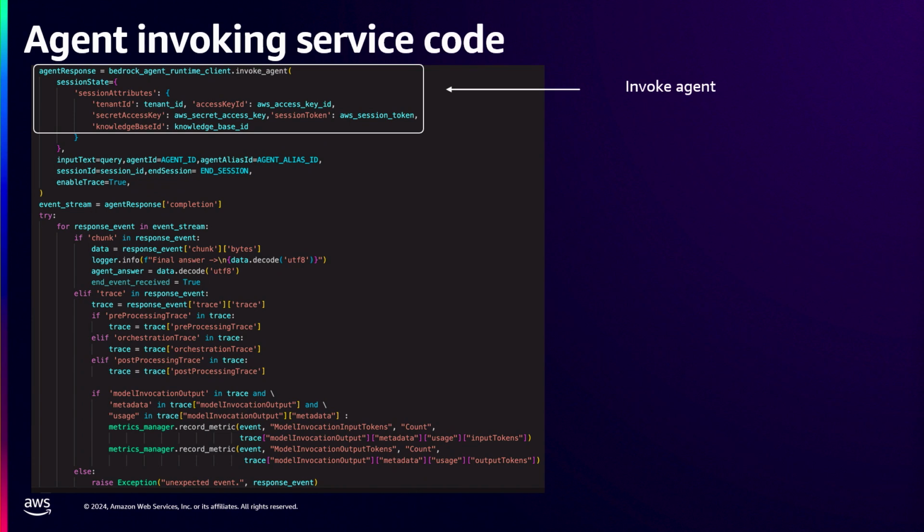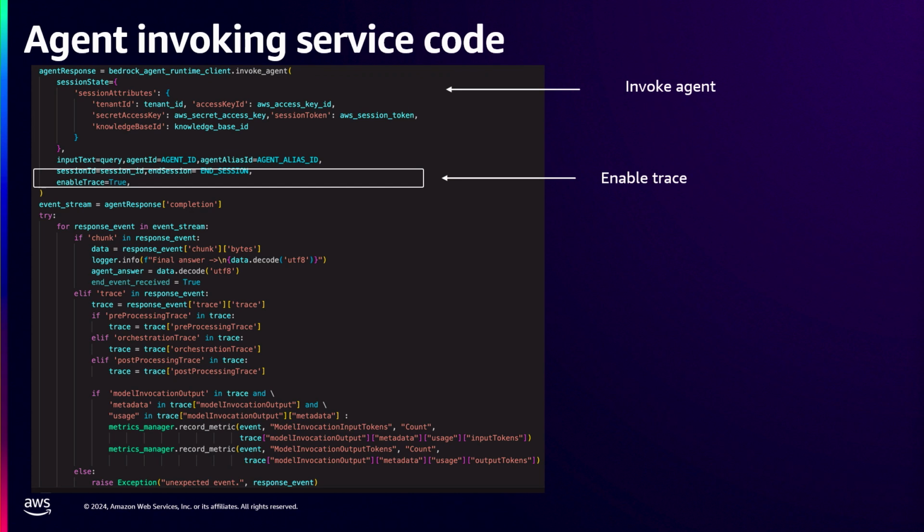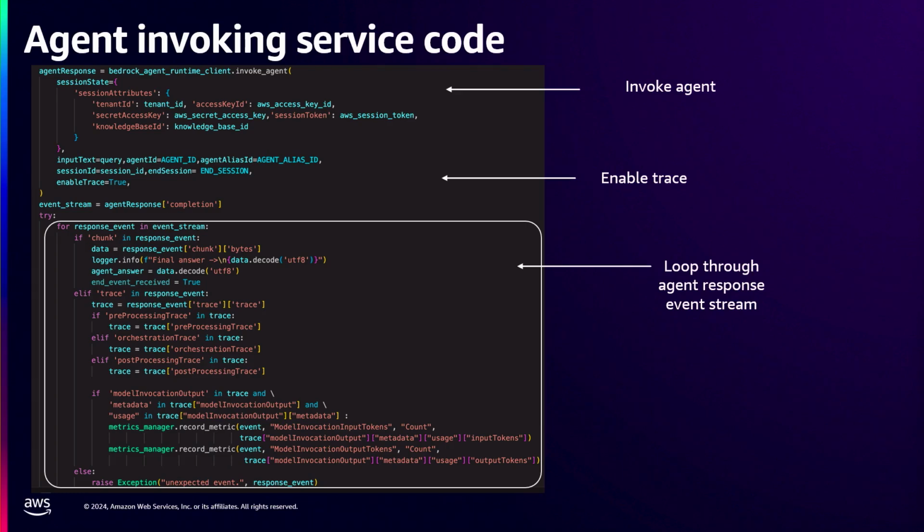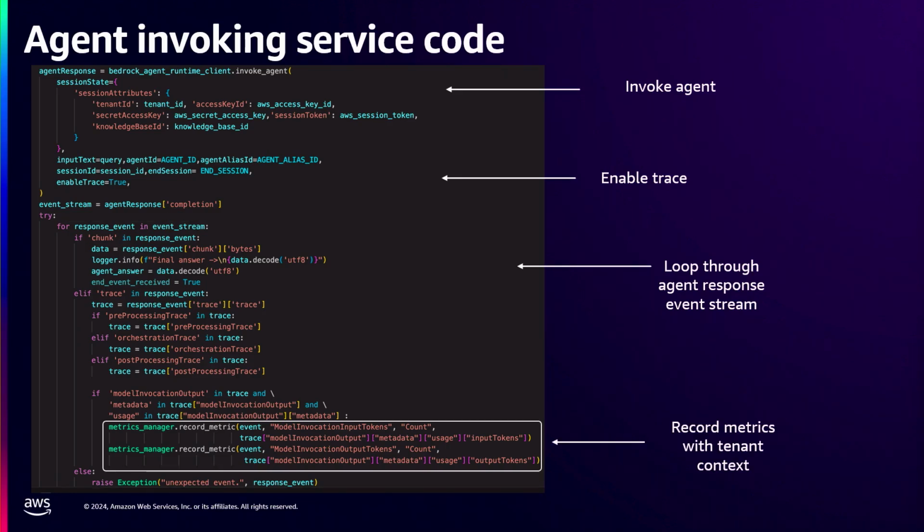So in the service code, first what it is doing is basically invoking the agent. When it is invoking the agent, you could see that it is enabling the tracing. Since you have enabled the tracing, the agent would keep on sending you back the trace messages, and you could listen to the stream of messages and loop through those streams, and then using Metrics Manager, you parse those messages, the model invocation output message, and also from the input event, you would get the tenant context and put them together and log it to the CloudWatch logs.